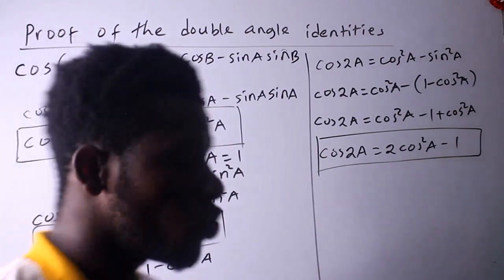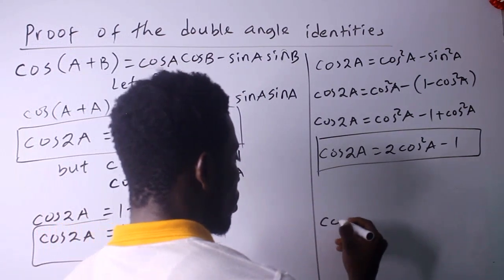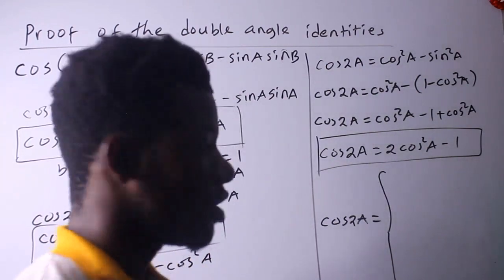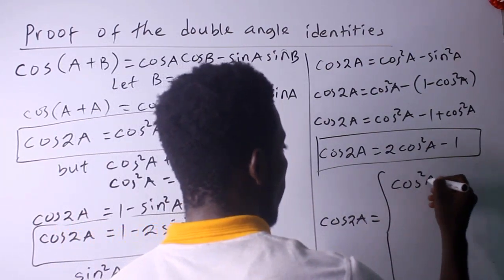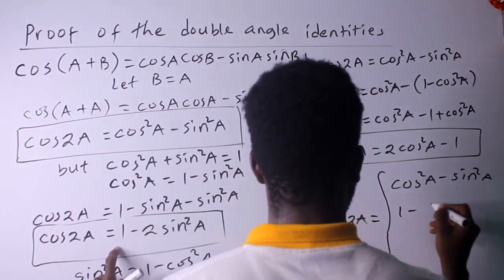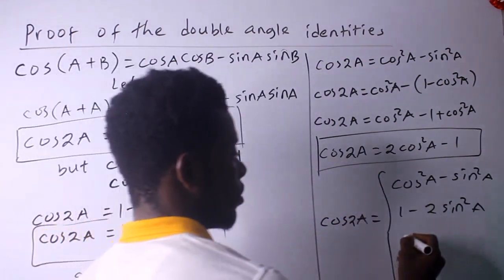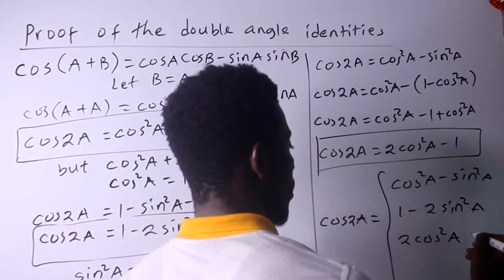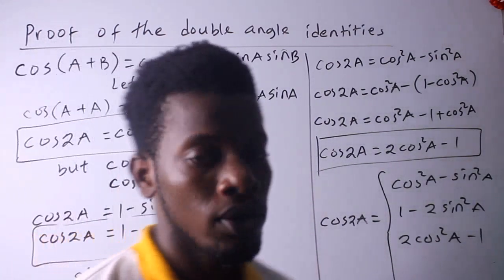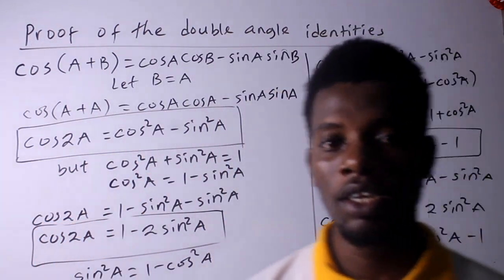So cos 2A has 3 identities, and we can write that in terms of a piecewise function. If cos 2A is a function, then it has 3 identities. The first one is cos squared A minus sin squared A, which is this. The second one is 1 minus 2 sin squared A. And the last one is 2 cos squared A minus 1. These are the 3 identities for cos 2A, and this is how each of them can be derived. So let's derive the double angle identity for sin 2A.